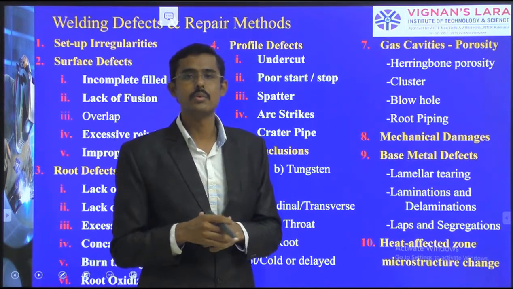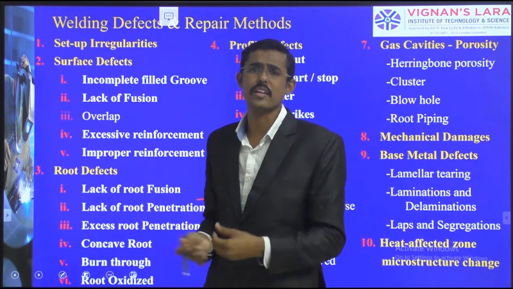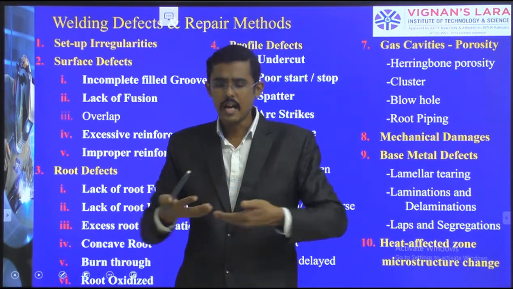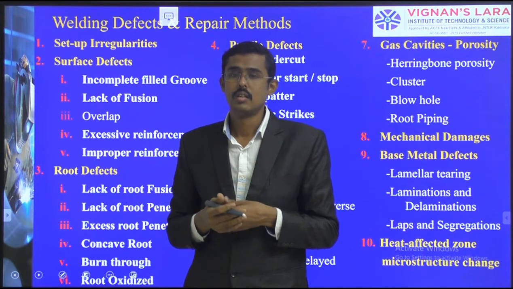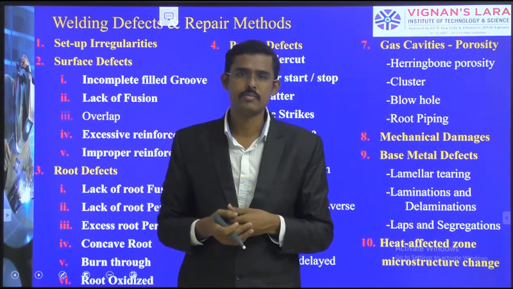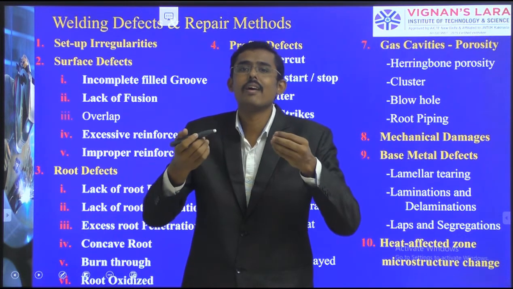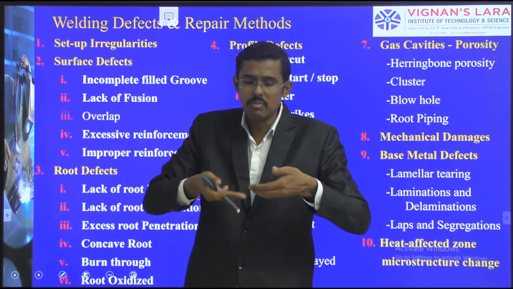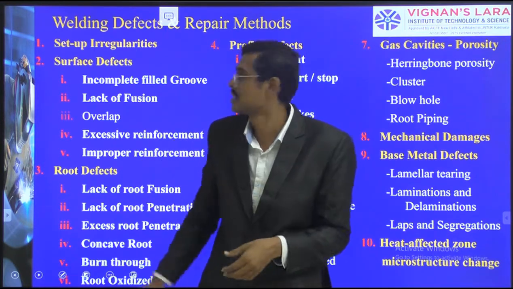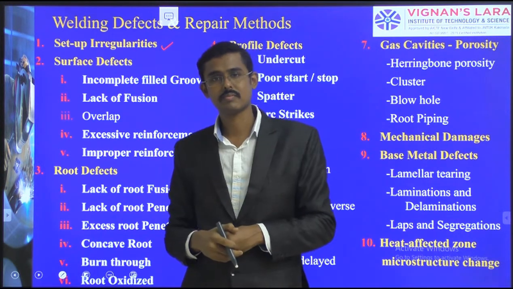How have I divided them? As a first initial point, we want to take two specimens and we are going to weld. The defect starts at the fit-up itself. When we are trying to connect these two, at that point the error comes when misalignment of setting or fitting happens. That I have given as setup irregularities.